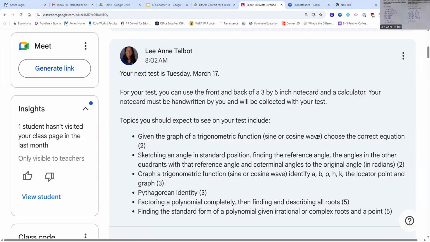Setting an angle in standard position, finding the reference angle, the angles in the other quadrants with that reference angle, and coterminal angles, the original angle in radians. Do you know what that means? We just did one. It was the one with 11 pi over 6. What number was that? Number 10? Was number 10.